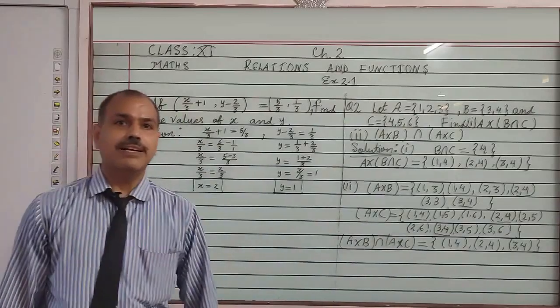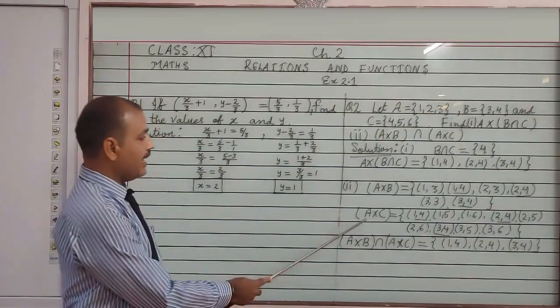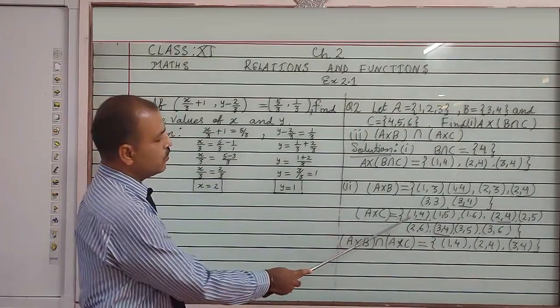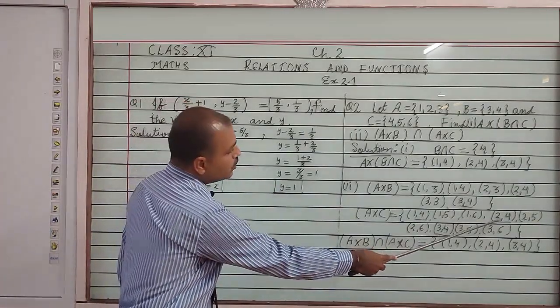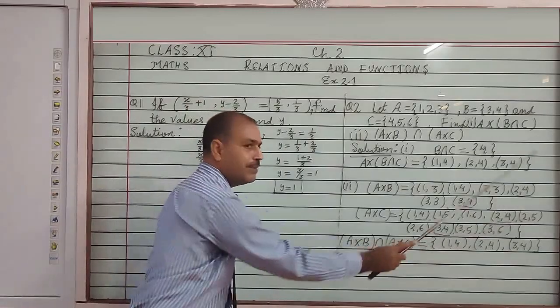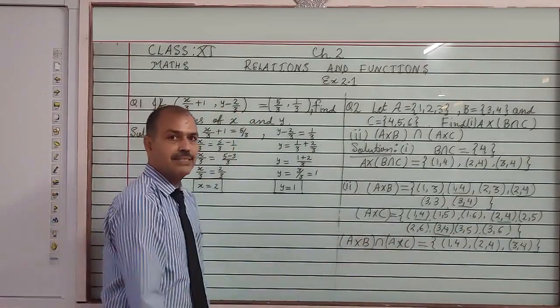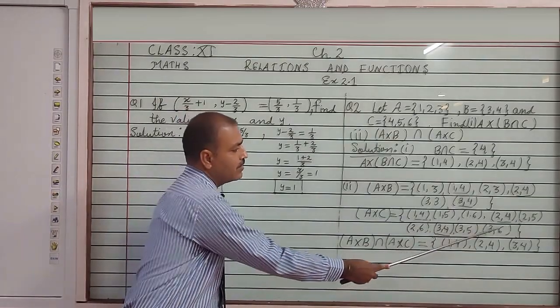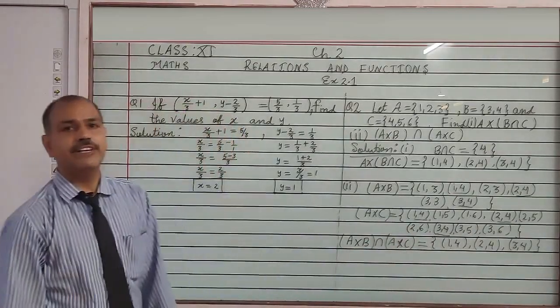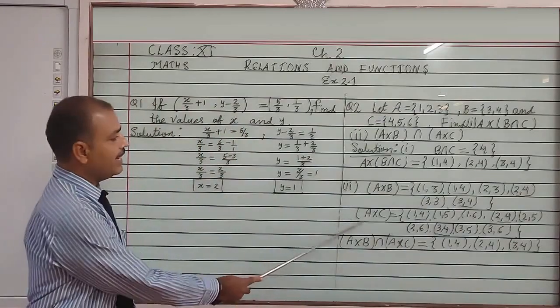So overall, the Cartesian product of A and C is equal to (1,4), (1,5), (1,6), (2,4), (2,5), (2,6), then (3,4), (3,5), (3,6). This is the Cartesian product of A and C.